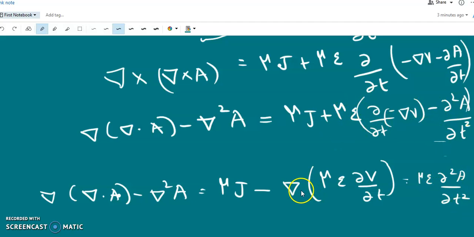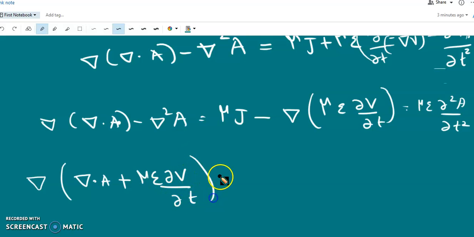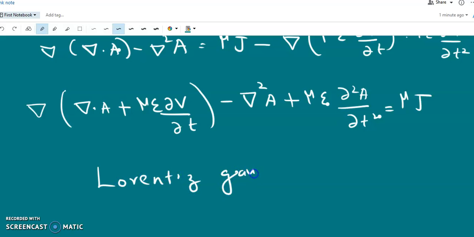The common factor we apply. So we have a gradient operator and we can combine them together, gradient of del dot A plus mu epsilon dou V by dou T, minus del square A plus mu epsilon dou square A by dou T square is equal to mu J. So now we can apply the Lorentz gauge or Lorentz condition here.